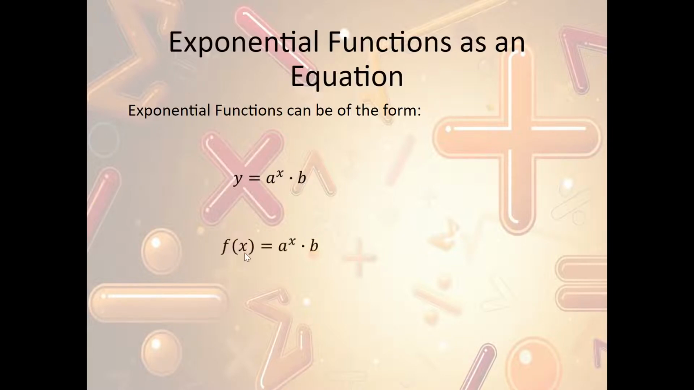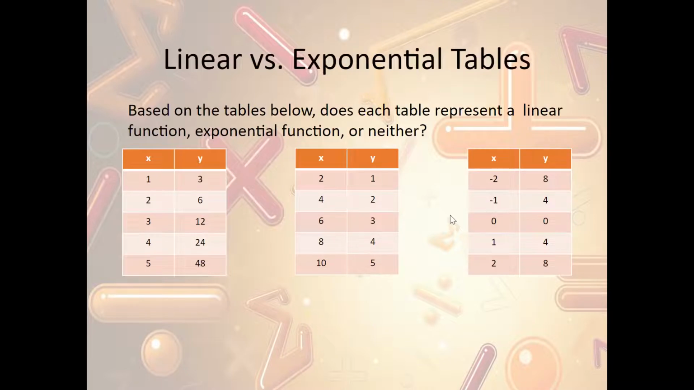Or it could be f of x equals a to the x times b. Here, an example of this is y equals 3 to the x times 4. Now, if you notice in all of these, y has a power of 1, and x is the power of the base number. So these are exponential functions. So how can we compare these? So the question says, based on the table below, does each table represent a linear function, exponential function, or neither?